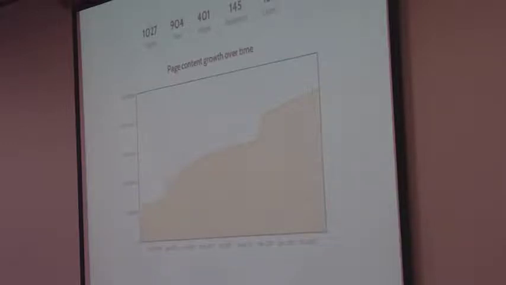What's the y-axis? It's hard to explain. It's basically the sum of all pages' content. Like all the words, add them together. That's pretty much what you get. So it's kind of an aggregate of how much stuff is there.